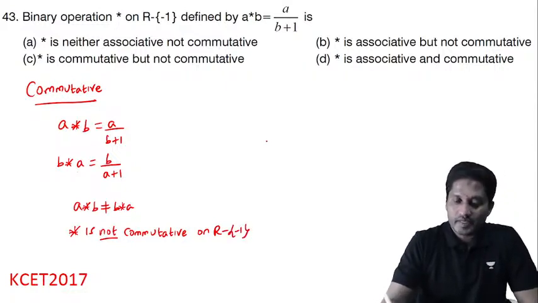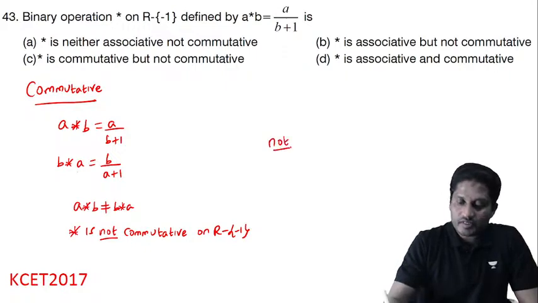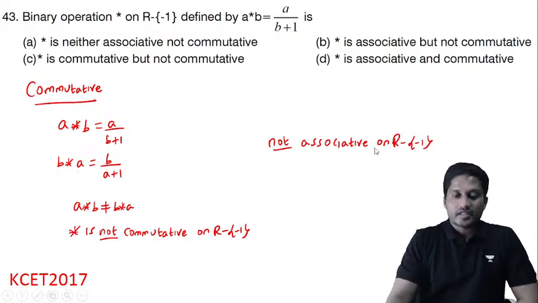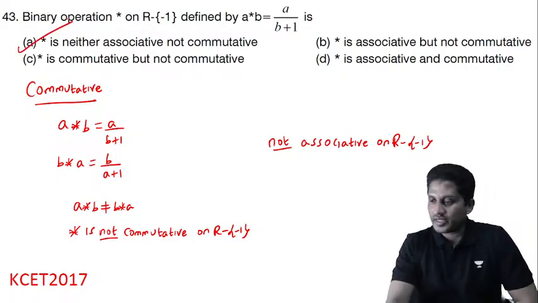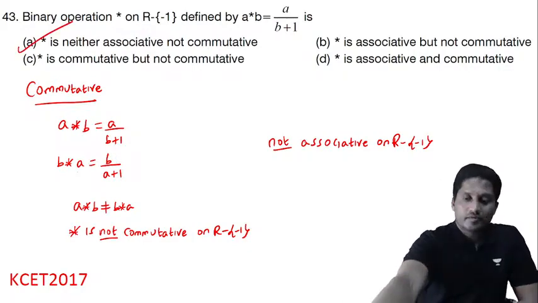Right, if it is not commutative, then obviously it is not associative. No need to check for associative. So it is neither commutative nor associative on any real number except minus 1. Right, neither commutative nor associative. Answer is option A only. Let's move to the next question.